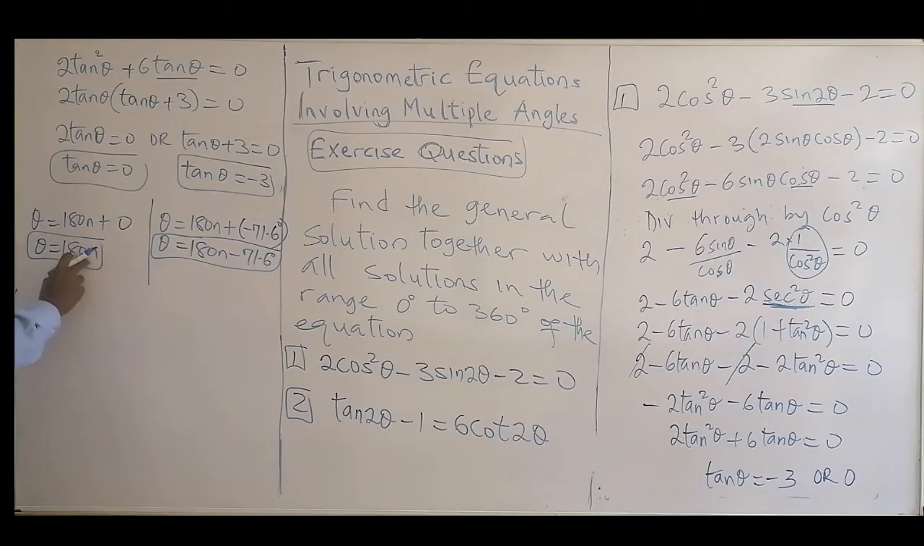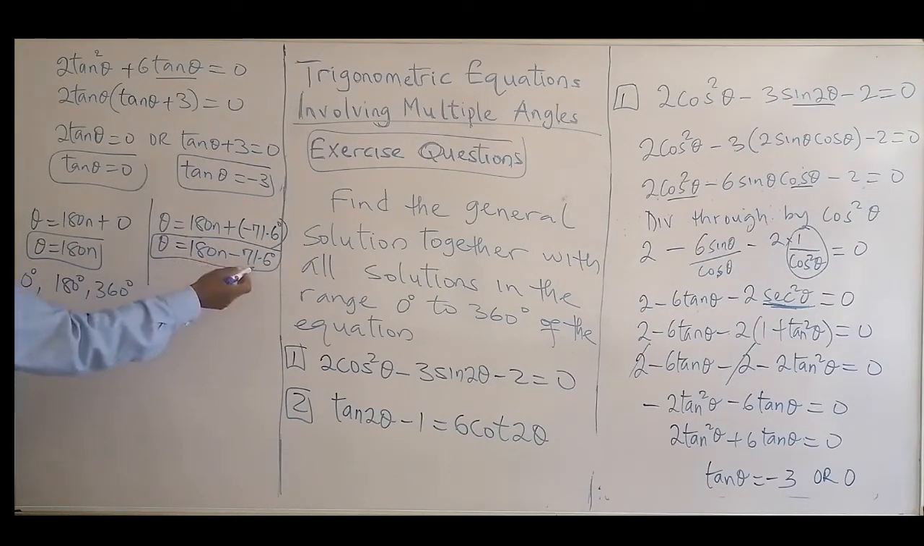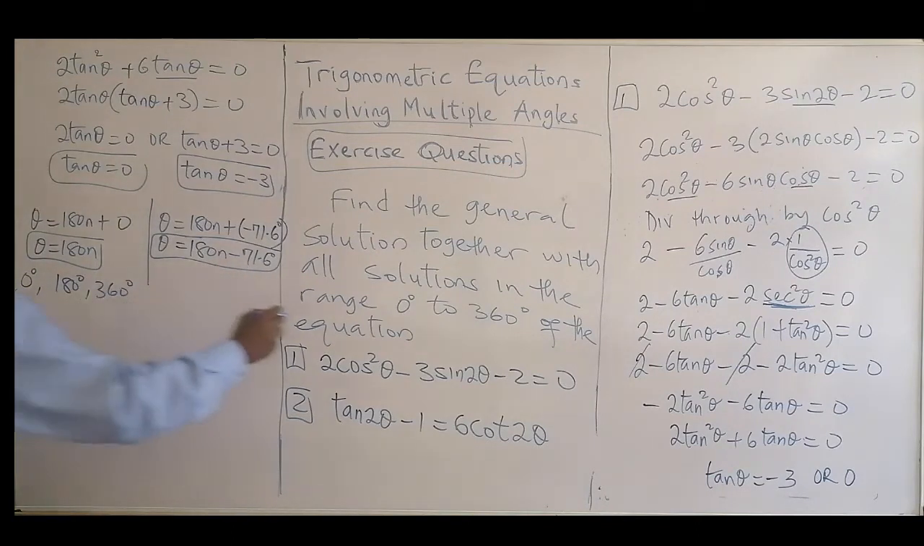We need to get the list of solutions, all the solutions for the respective equation. For this one, n is an integer. When n is 0, you have 0. When n is 1, you have 180. When n is 2, you have 360. For the other one, when n is 0, you have a negative value, and a negative value is outside the range. Your range of values is from 0 to 360.